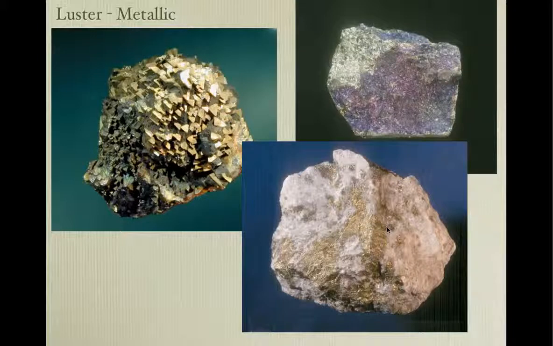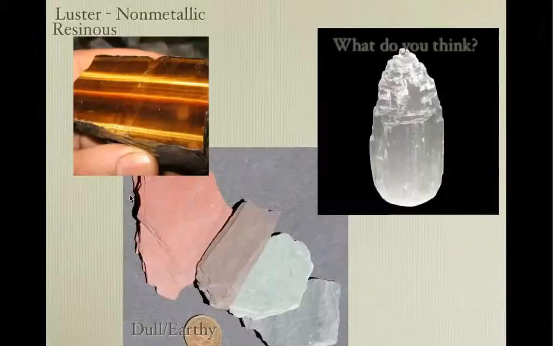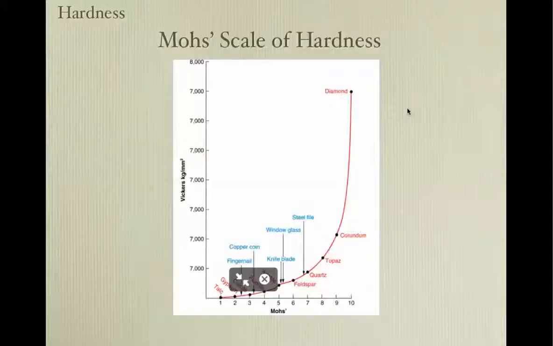We can look at luster, which is the shininess. There's metallic luster, and we know what metals shine like. And there's non-metallic luster. It could be glassy or pearly, which is shiny but not too shiny. It could be rosinous, or it could be dull, like earthy. And this one's almost like fibrous, although, what would you call it, pearly?